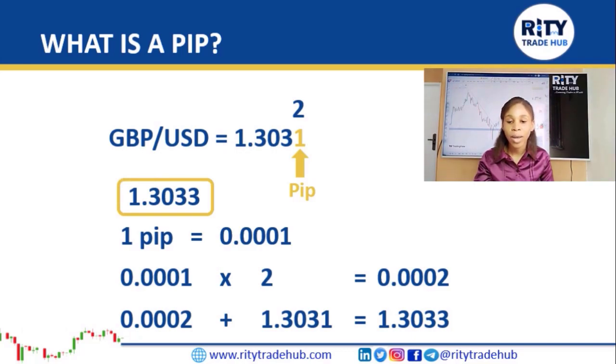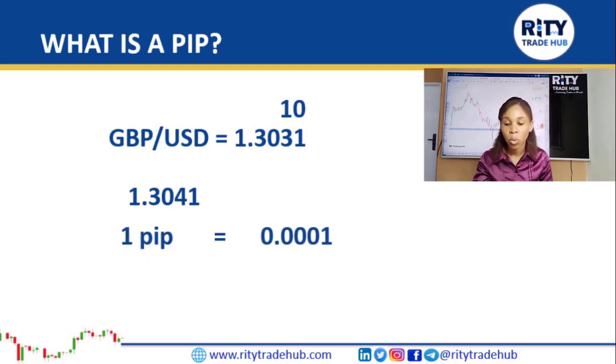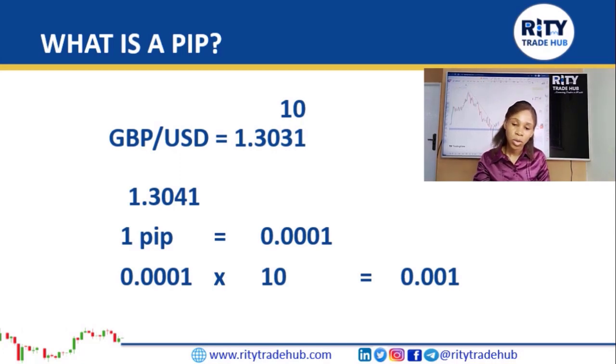Okay, so let's go a little bit higher. Assuming we were now told that GBP USD made a move of 10 pips from 1.3031, we would as usual add the figure 10 to the fourth decimal place number, and we would have a new value of 1.3041. Let's now see the long method again. Using the long method, the move made was 10 pips. Remember that 1 pip is equal to 0.0001. So 10 pips would be 0.0001 multiplied by 10, which is equal to 0.001.